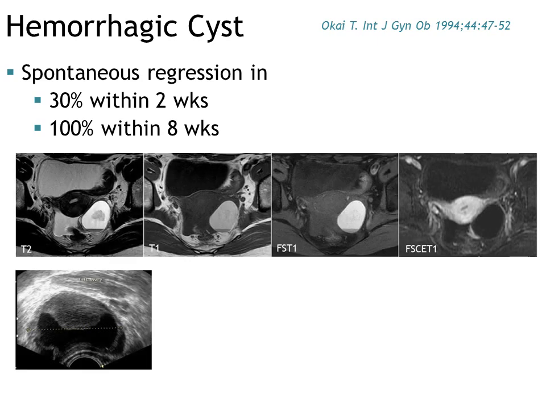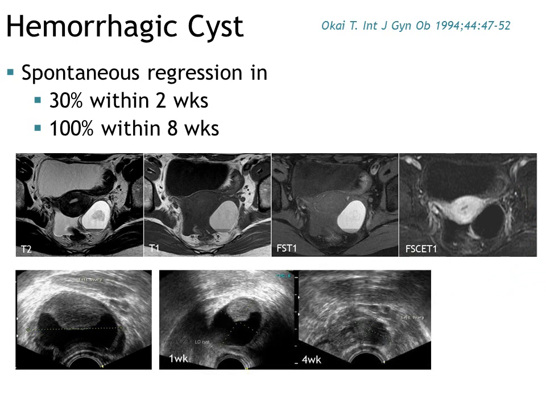Here is a large hemorrhagic cyst with clots and fluid level on MRI, and there is no contrast enhancement of the clot at fat-suppressed contrast-enhanced T1 weighted image. Follow-up ultrasound in 1 week and 4 weeks show spontaneous regression.